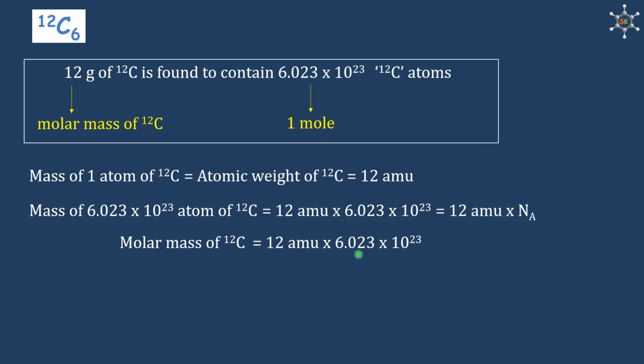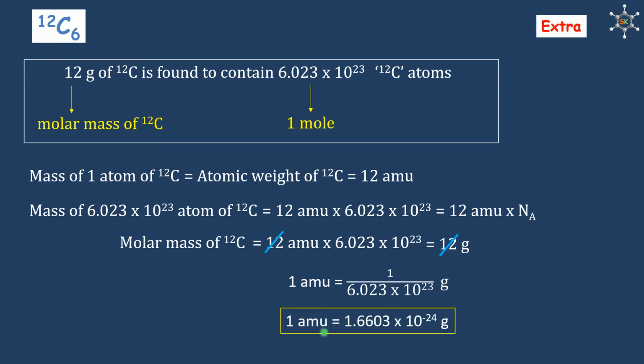Upon substituting in this equation and further simplifying, we get the equation 1 AMU is equal to 1 divided by 6.023 × 10^23 grams. Further simplification gives us 1 AMU equal to 1.6603 × 10^-24 grams. This is the derivation to find out the mass of 1 AMU in grams.